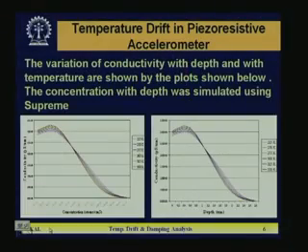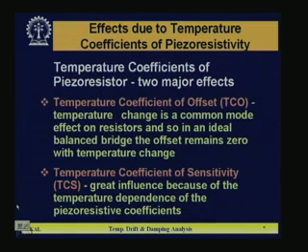Now, the next parameter is the second parameter. We will see how that also changes, and that is the temperature coefficients of piezoresistance, that means piezoresistance coefficient effect. There are two major effects. One is the temperature coefficient of offset and the second is temperature coefficient of sensitivity. Temperature coefficient of offset is defined by the temperature change. This temperature change is a common mode effect on resistors, and so in an ideal balanced bridge the offset remains 0 with temperature change.